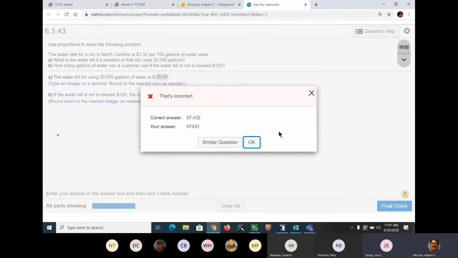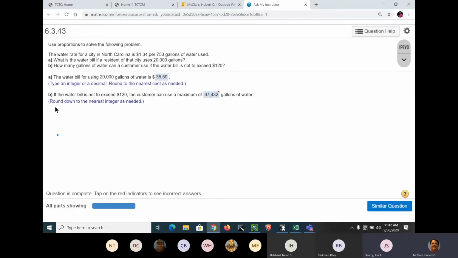I don't know why they rounded down, though. Round down. Okay, I see. I'm a guy, I don't read directions. Round down, that's why they rounded down. So that's how you would do that.